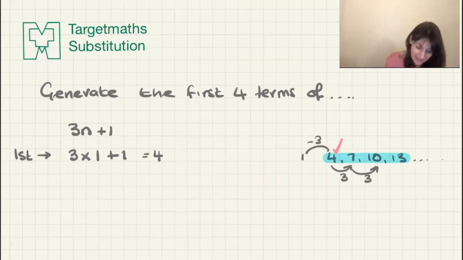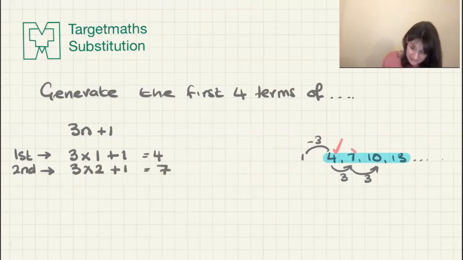If I want the second number, I've got to put a 2 into the sequence. So we're going to do 3 times 2 plus 1. 3 times 2 is 6, plus 1 is 7. And if I check that, that is the second number in the sequence.